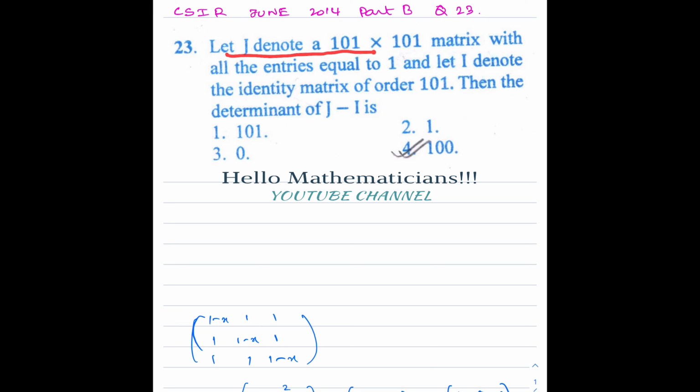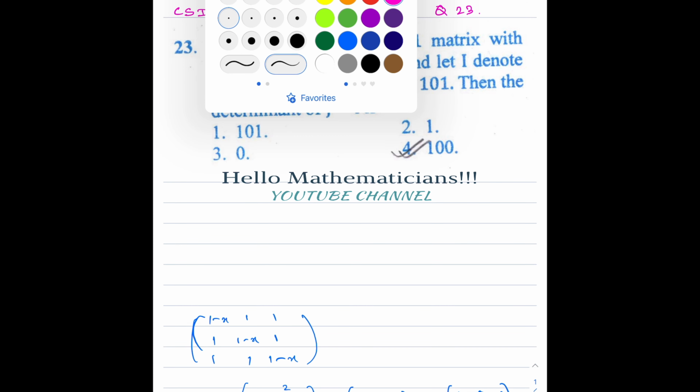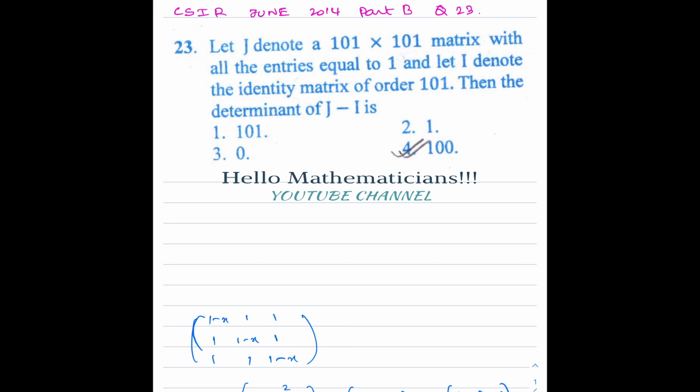Let J denote the 101 cross 101 matrix with all entries equal to 1. For example, if it is a 3 by 3 matrix, then it is an all one matrix, 1 1 1, 1 1 1, 1 1 1, but it is a 101 by 101 big matrix where all the entries are 1. Now let I denote the identity matrix of the same order 101. We want to find the determinant of J minus I.